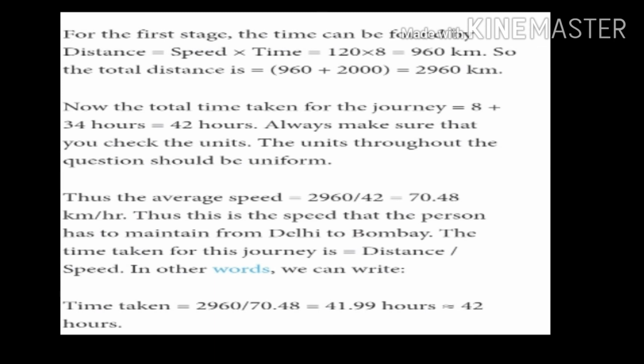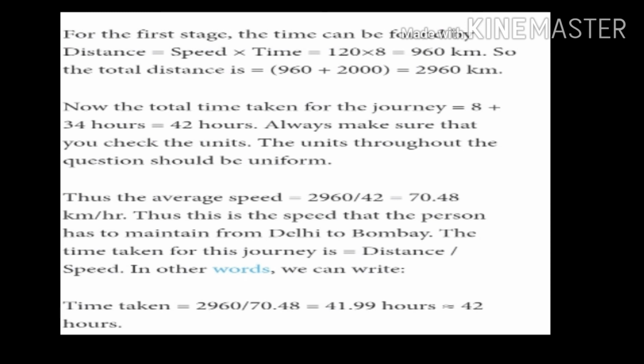For the first stage, the distance can be found by speed into time. Our speed here is 120 km per hour and the time is 8 hours, so we get 960 km. So the total distance here is 960 plus 2000, which is 2960 kilometers. Now the total time taken for the journey is 8 plus 34 hours, which is 42 hours.